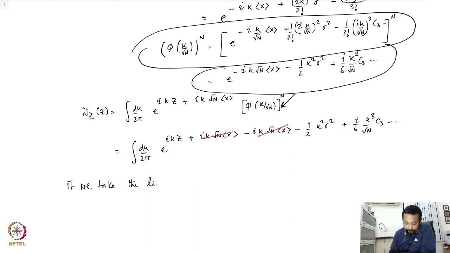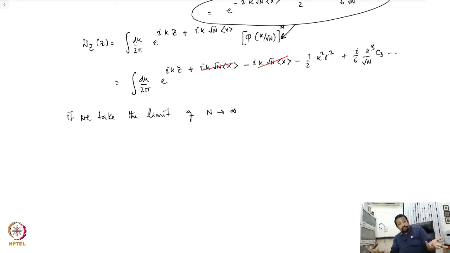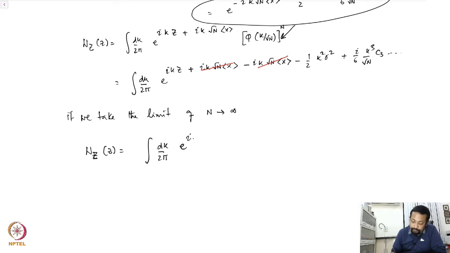Now if we take the limit of n to infinity, which means the number of independent random variables that I started off with is really a large set, then all the other terms vanish because they decay as 1 over square root n, then the next one will be n to the power 3 half, and so on. Essentially, W of z is left with integral dk over 2 pi, e to the power ikz minus half k square sigma square. All we have to do now is integrate over k, and once you do this, you will see that this integration gives e to the power minus z square over 2 sigma square.